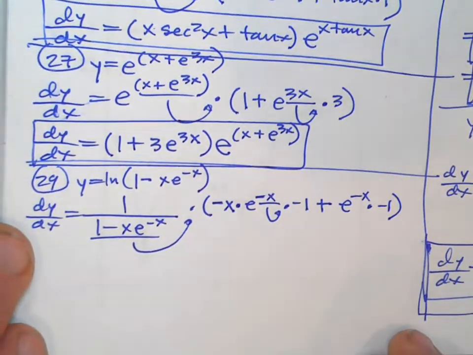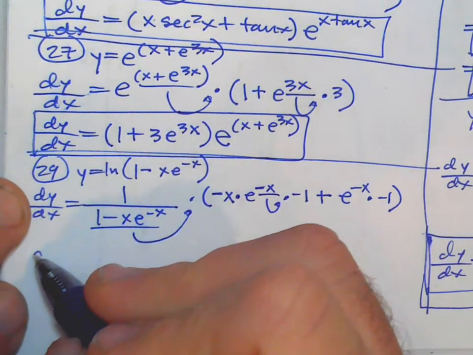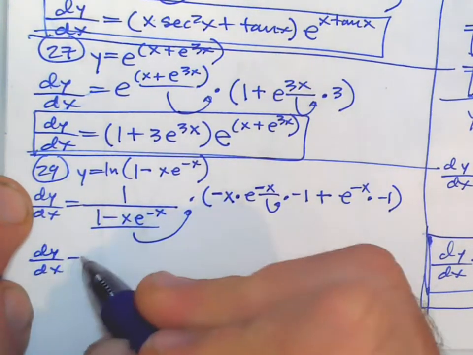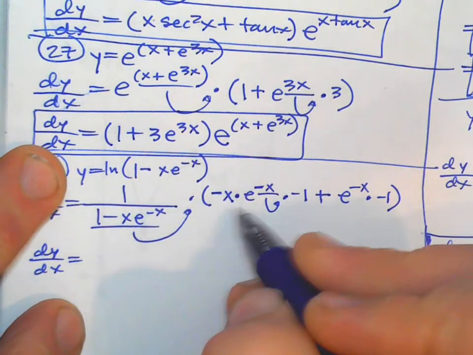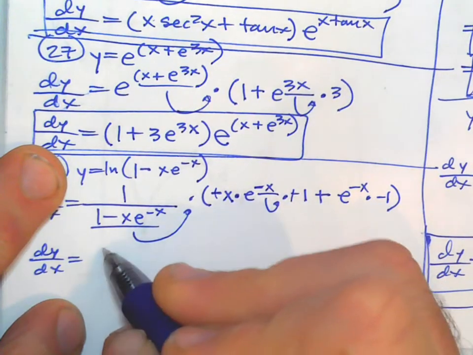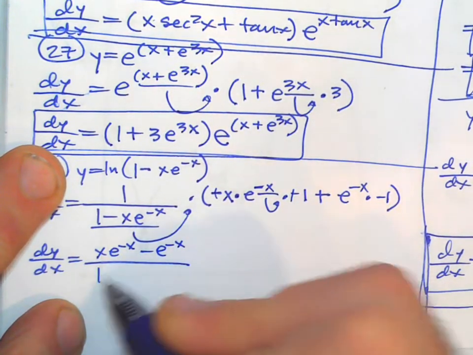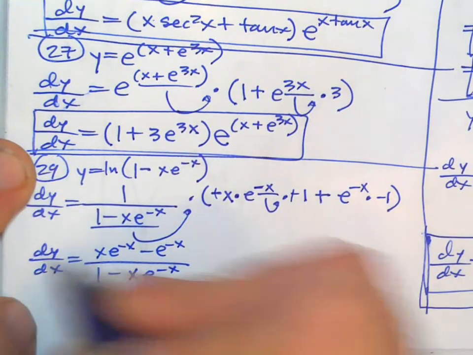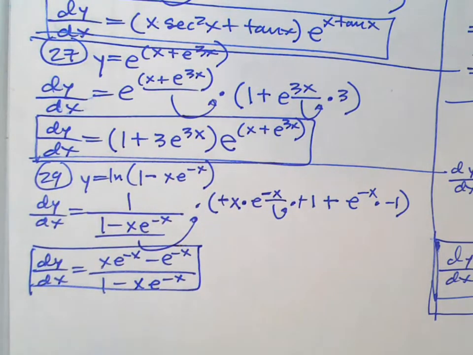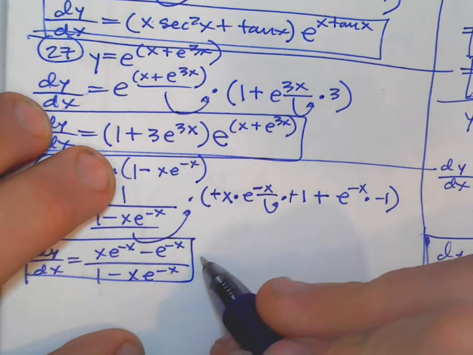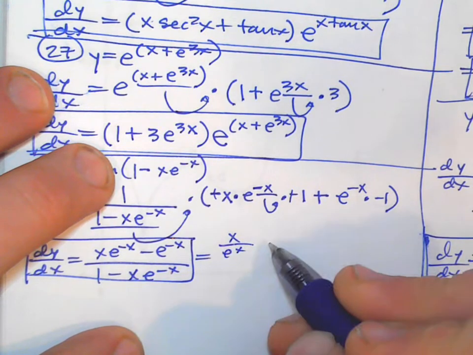That's the derivative. Now we just have to try and clean it up. The top is going to be positive x e to the negative x minus e to the negative x, over 1 minus x e to the negative x. You could leave it like that, but it has all those negatives in it. So we could try and clean it up and rewrite it as x over e to the x, minus 1 over e to the x.